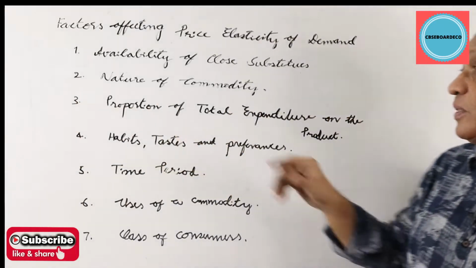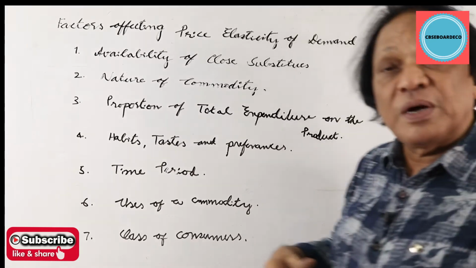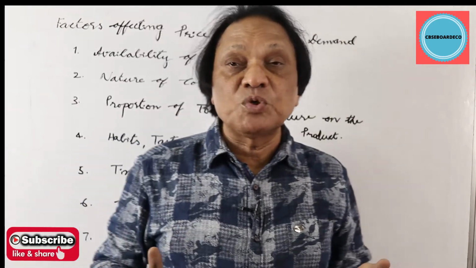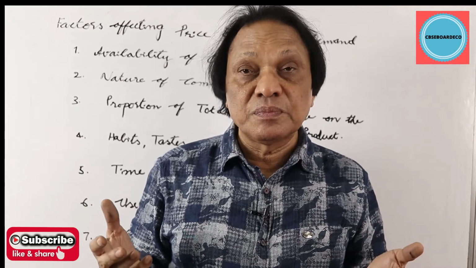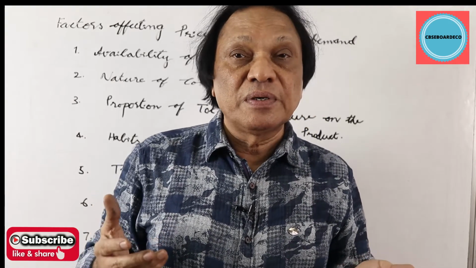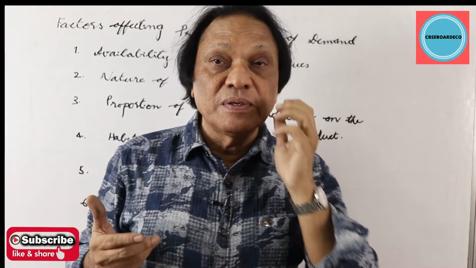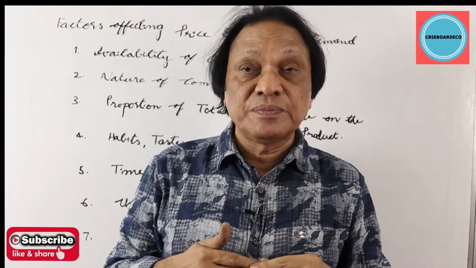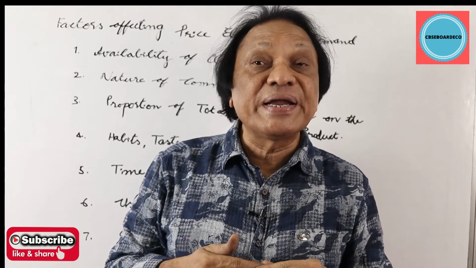Look at the second point on the board: nature of the commodity. Elasticity of demand depends upon the nature of the commodity. There are some goods which are luxury goods: cars, mobile phones, LCD TVs, expensive mobile phones, expensive cameras. These commodities are luxury goods.